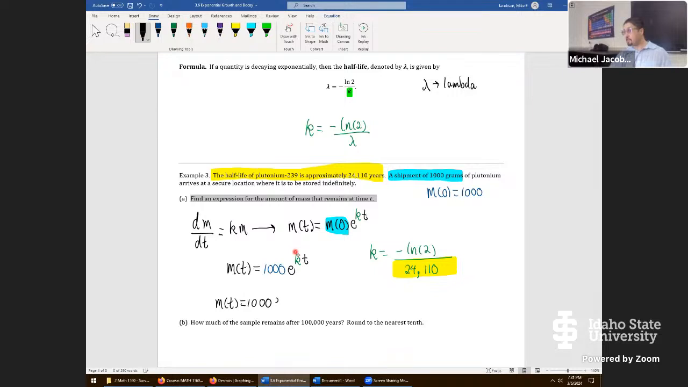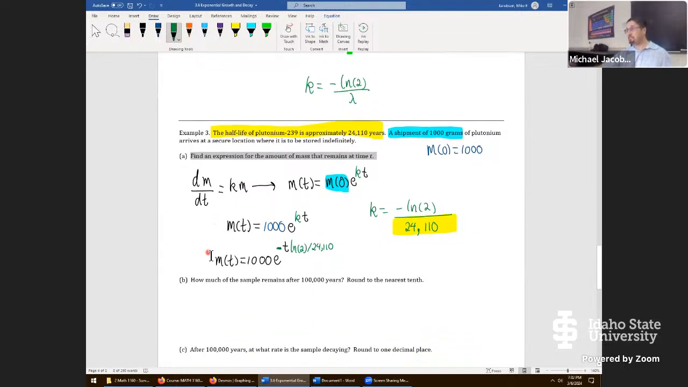is now 1,000 e to the power, I'm going to put negative t first. So I've already used up that negative sign. Then go natural log 2, divide by 24,110. Let me make this sign green as well to just show where it came from. You don't have to put the t right there, but if you put it out here, it just looks kind of funny, like you might be dividing by it. That's the only reason I like to throw it in that position.